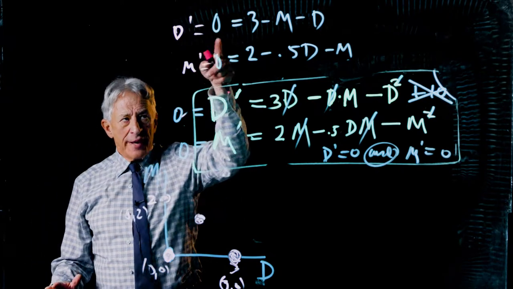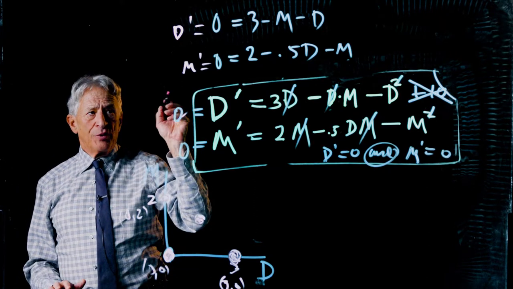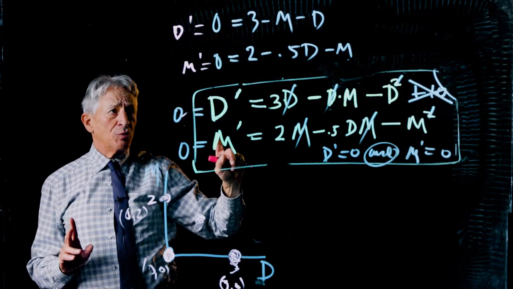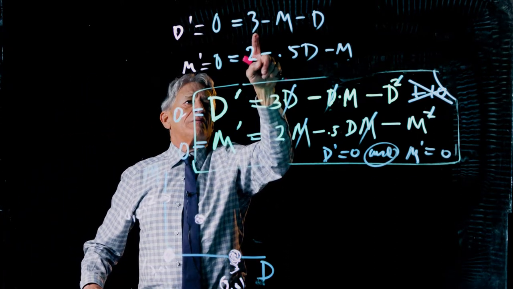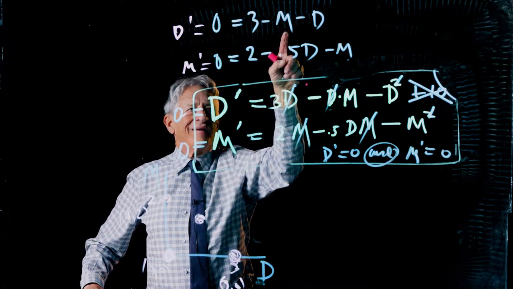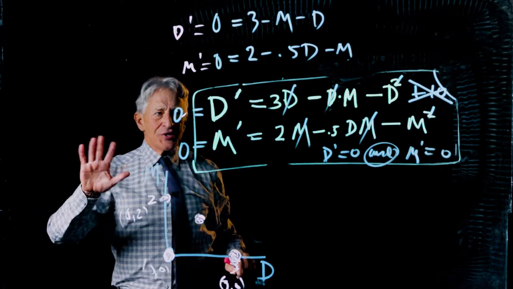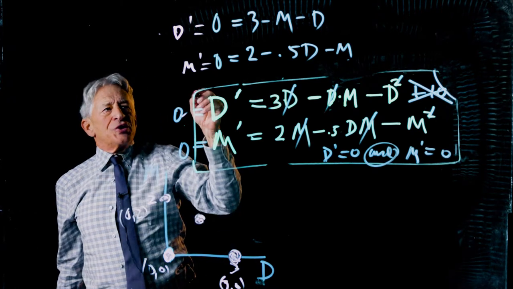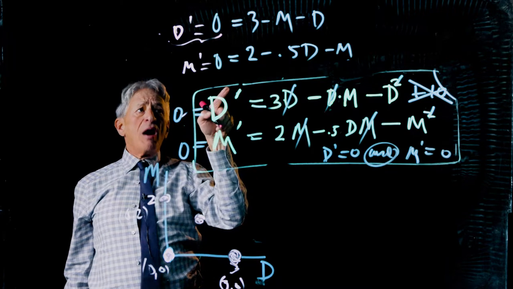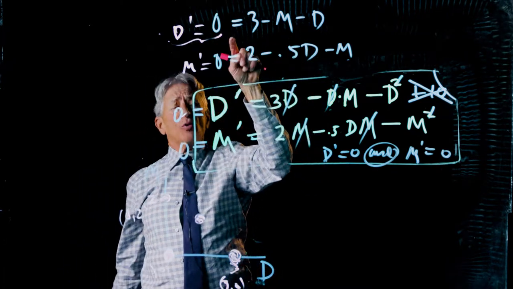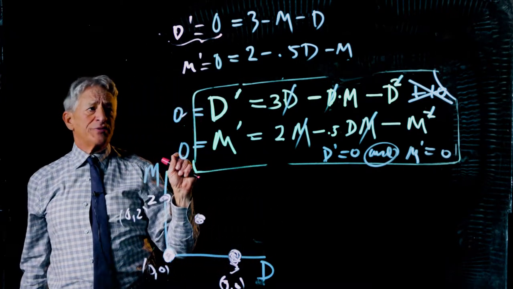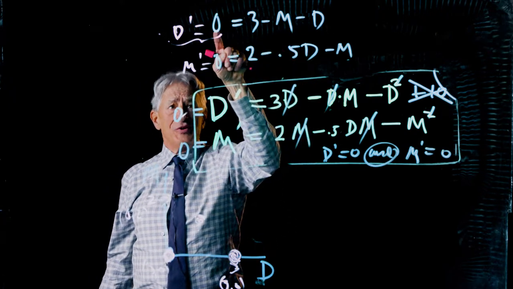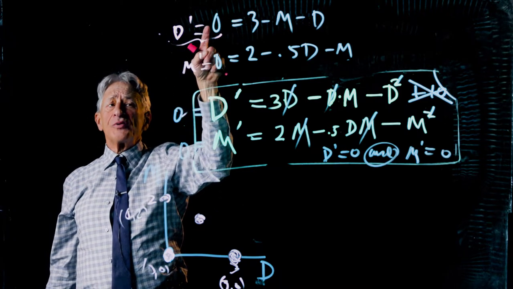First of all, let's go back to our calculations in trying to find the equilibrium points. We said, suppose D prime equals 0. Well, then, dividing the D prime equation by D, which we can because we're assuming D is not 0, we got 0 equals 3 minus M minus D. So for just a second, I want to forget about the M prime equation. I want to focus only on the D prime equation. And what we just said was that D prime equals 0 implies 3 minus M minus D equals 0. So in other words, every point DM for which 3 minus M minus D equals 0 is a point at which D prime equals 0.